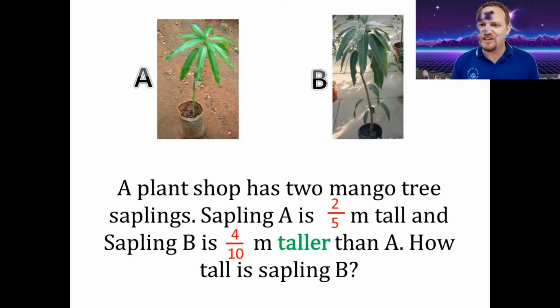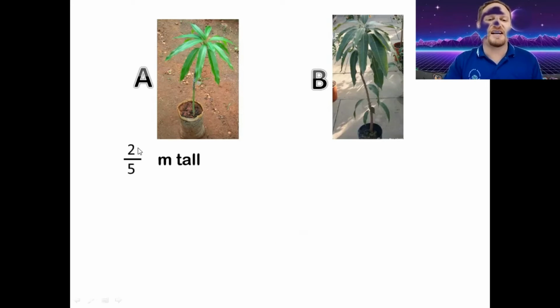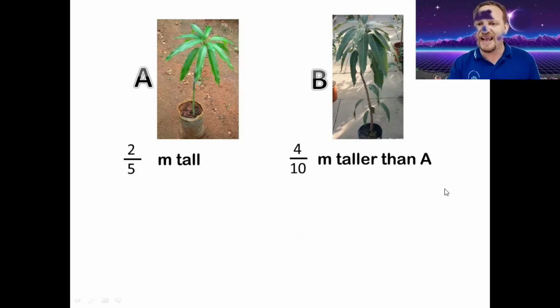As you guys know, when you do a math word problem, it's always important to look for those key words, isn't it? So I highlighted the word taller because that would translate as more than, wouldn't it? So we know that sapling B will be more than sapling A, okay, taller than A. So if we go to the next slide, A is 2 over 5 meters tall, B is 4 over 10 meters taller than A, or greater than A. So we know that's addition, don't we?